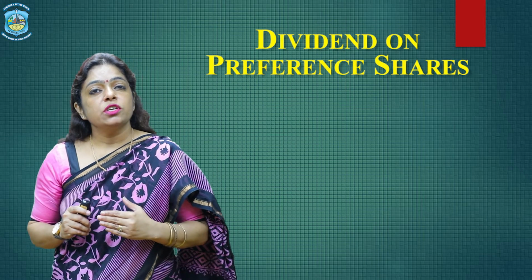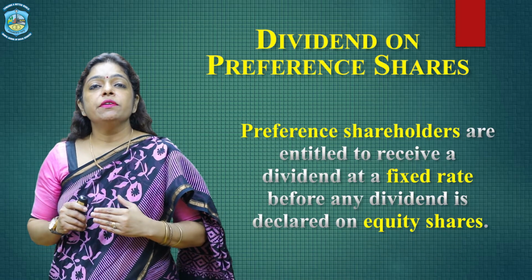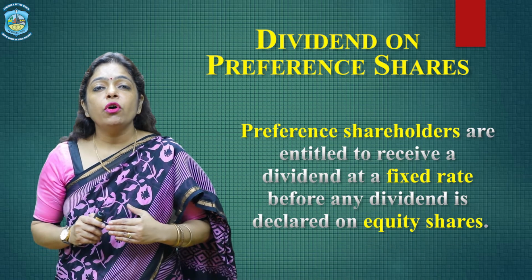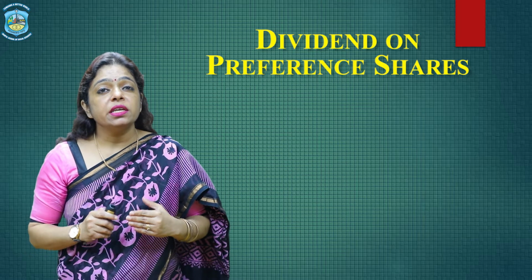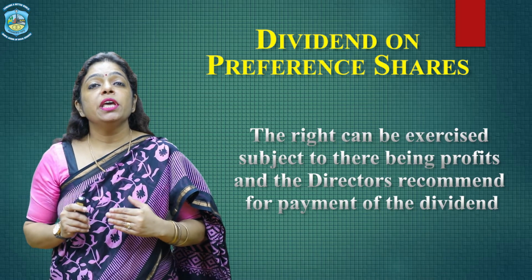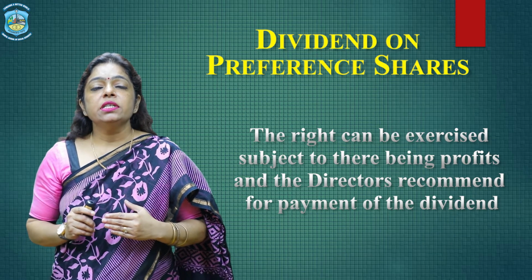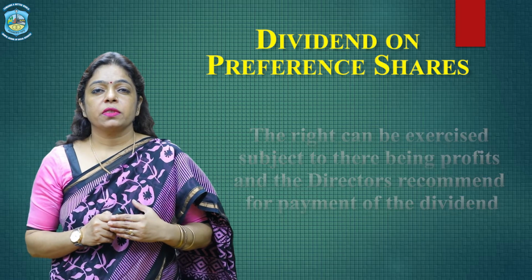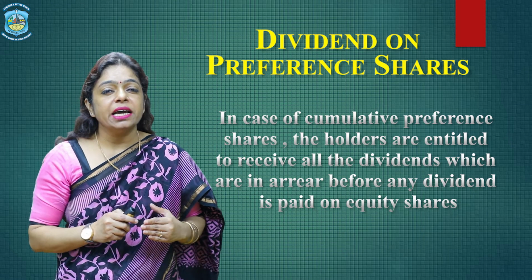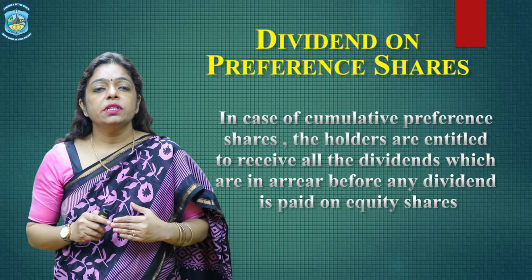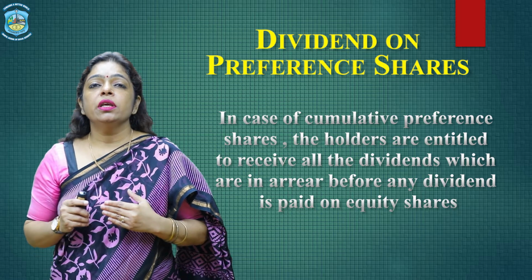Dividend on preference shares. Preference shareholders are entitled to receive a dividend at a fixed rate before any dividend is declared on equity shares. The right can be exercised subject to there being profits, and the directors recommend to pay dividend to the shareholders. In case of cumulative preference shares, the holders are entitled to receive all the dividends which are in arrear before any dividend is paid on equity shares.